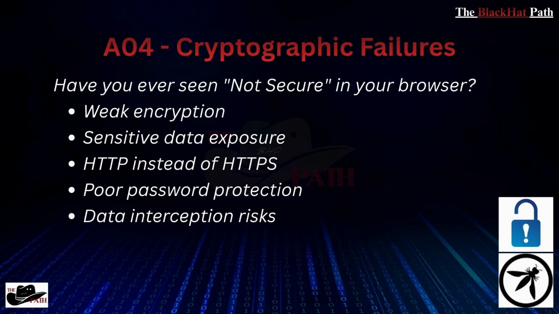If encryption is weak or missing entirely, attackers may intercept sensitive information while it's being transmitted. Cryptographic failure can also happen when passwords are stored without proper hashing, encryption keys are poorly managed, or outdated encryption algorithms are still being used. Even the strongest application becomes dangerous if sensitive data isn't properly protected. Remember this: protecting data isn't enough, it must be protected correctly.